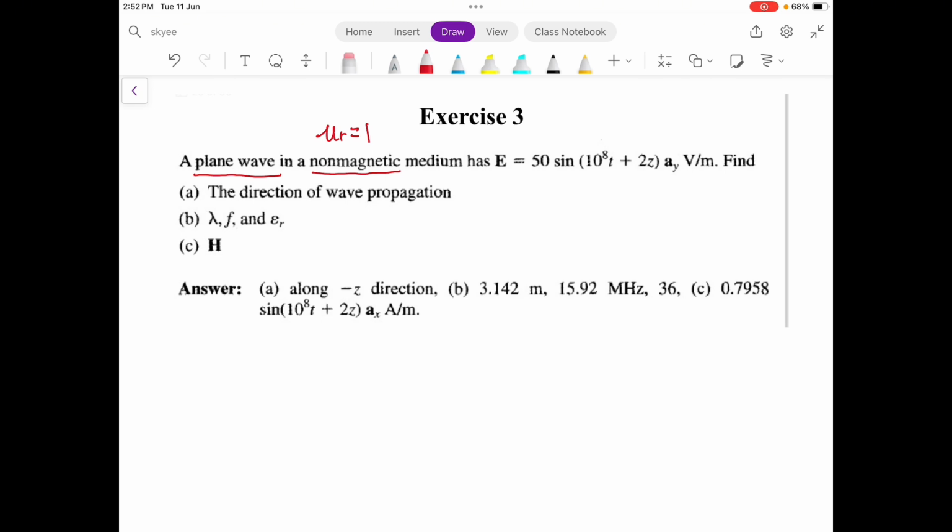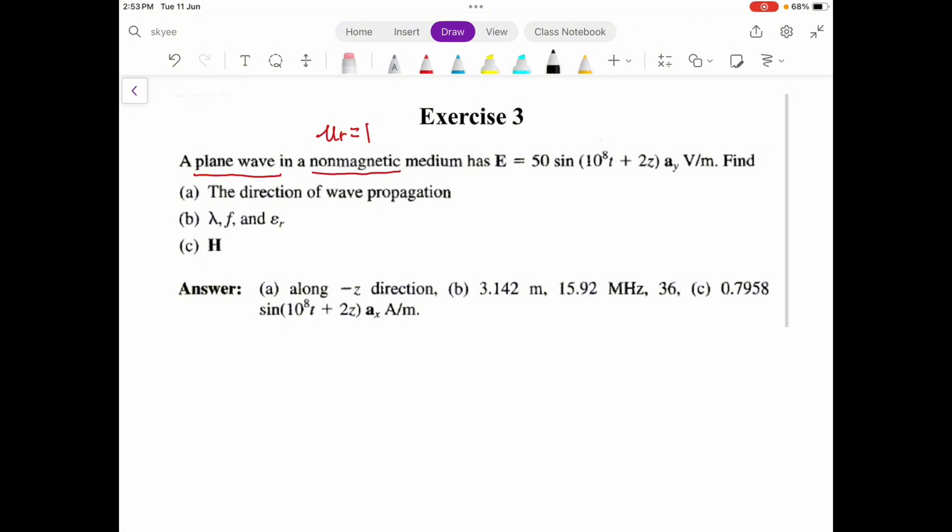Mu r equals 1, and it has electric field equals 50 sine (10 power 8 t plus 2z) in the direction y. Find the direction of wave propagation, lambda, frequency, epsilon r, and also H. So these are the parameters that you need to find out. Let's look at the equations.